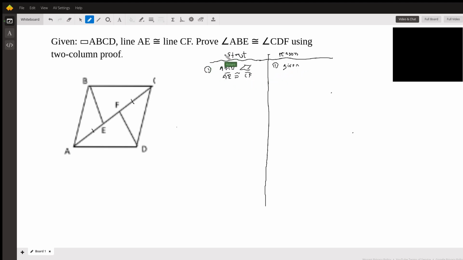Okay, and we want to prove that this angle ABE, this angle here, is congruent to CDF, this angle here. So now you can see I marked the givens here. I think it's pretty clear that we want to prove that these two triangles are congruent. This left one, ABE, and then the right one here, DCF. If we can prove that those two triangles are congruent, then we can prove that these two line segments are congruent. So let's go ahead with this.